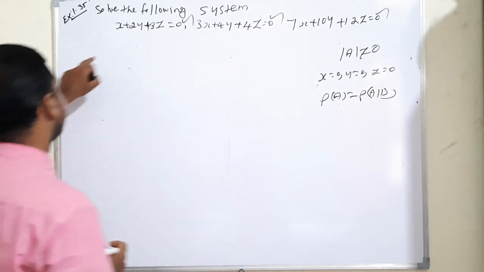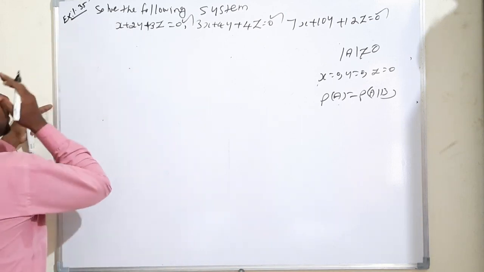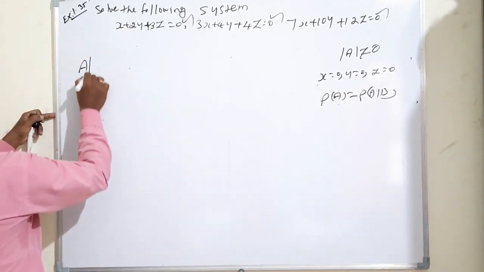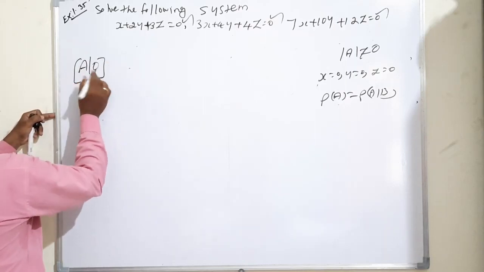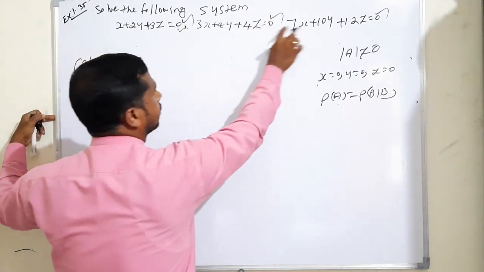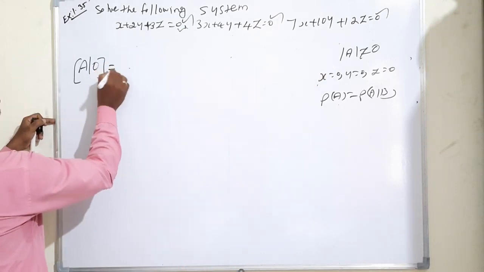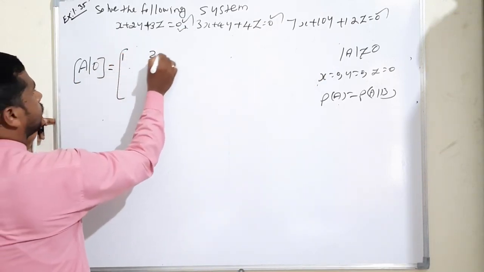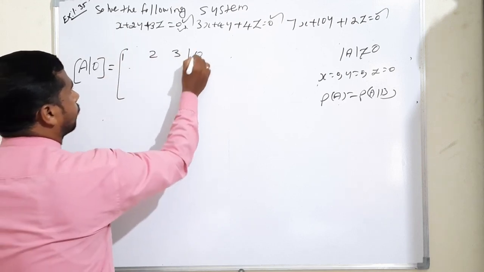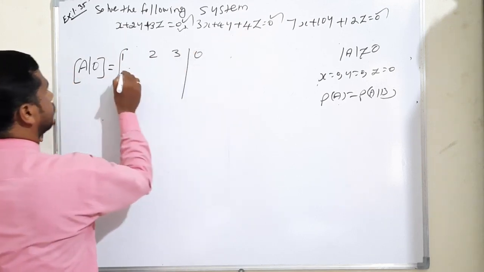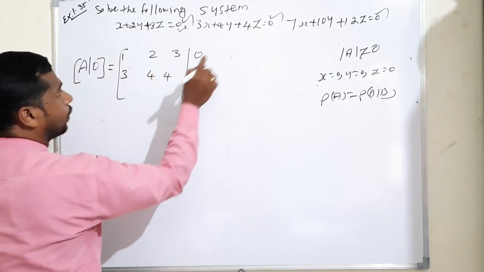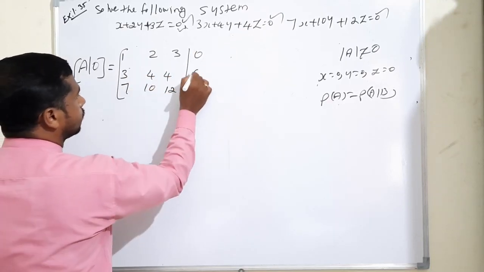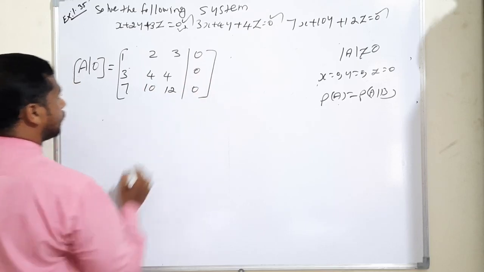First I am moving on to example 1.35. We first write the augmented matrix with 0. Why am I writing 0? Because each and every constant term is 0, isn't it? That's why I have written the augmented matrix with 0. Write the equations: 1, 2, 3, 0; 3, 4, 4, 0; 7, 10, 12, 0.